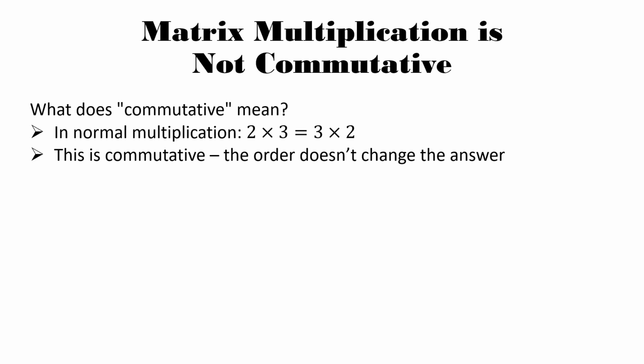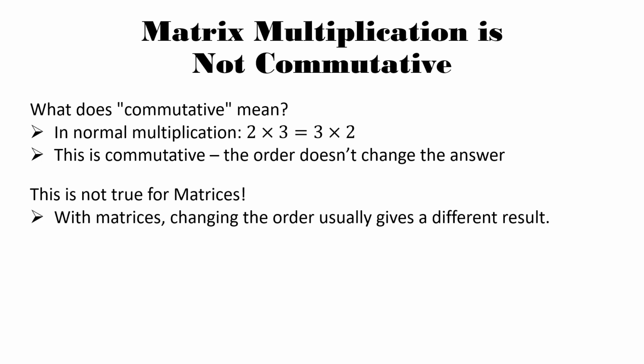But we do know that subtraction and division are not commutative if you change the order. So 5 take away 2 is not the same as 2 take away 5. So not all operations are commutative. But for us with numbers and algebra, they are commutative. But when we get into matrix multiplication, that's not true. So matrix multiplication is not commutative.